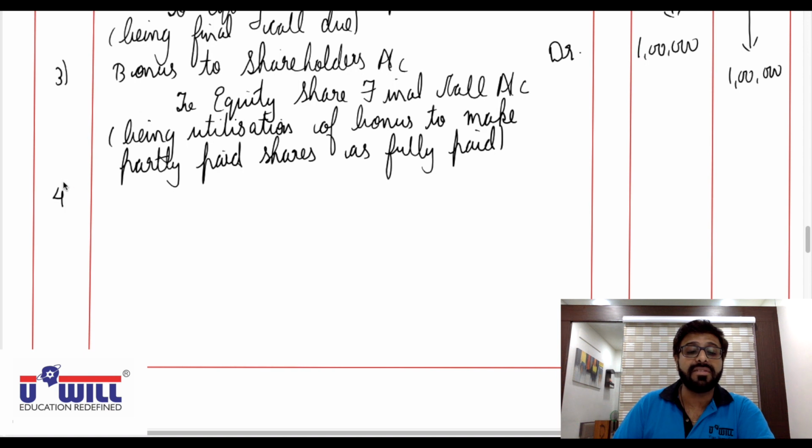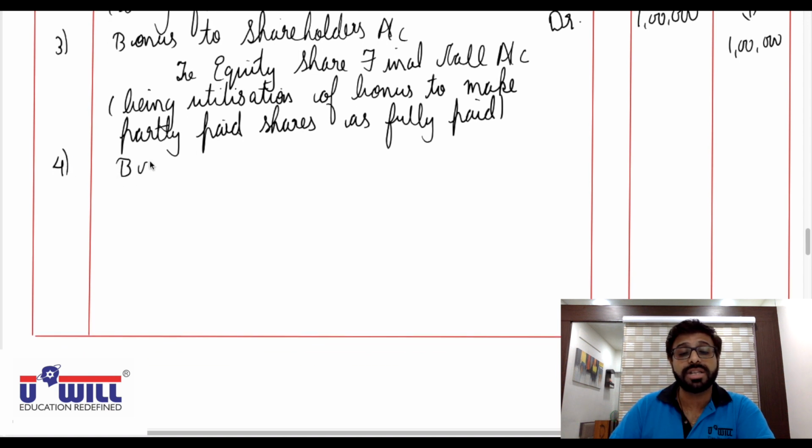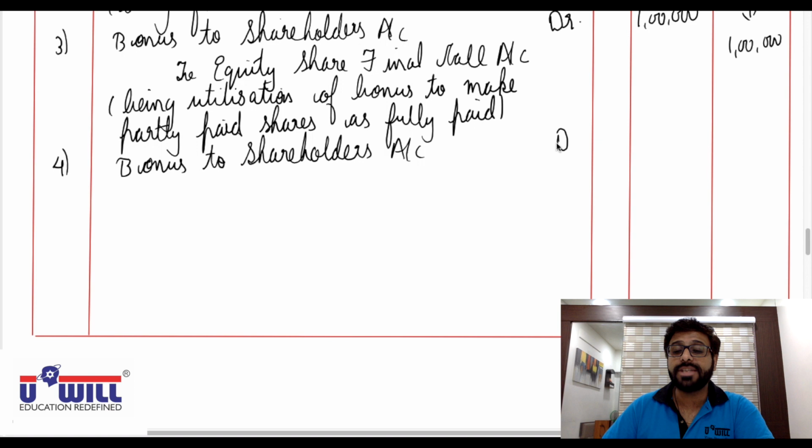Now last entry we will pass for fully paid bonus shares. So for fully paid bonus shares, directly bonus to shareholders account debit to equity share capital account. Bonus to shareholders account debit to equity share capital account.